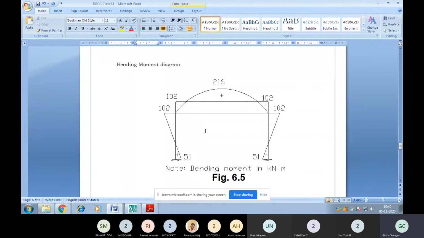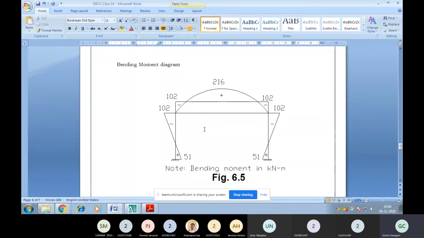For mid span, the bending moment will be calculated by using the formula WL square by 8. While W is 27 and L is 8 here, in WL square by 8, the 8 gets cancelled, so 27 into 8, we get 216. It is the bending moment at mid span.